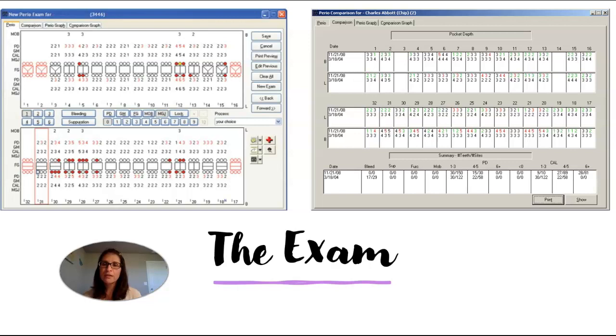So it's very important that you know what you're doing, that you pay attention, and if you are unsure that you're asking questions, because we refer back to these previous exams all of the time, and we want to make sure that this information that we are recording is accurate.